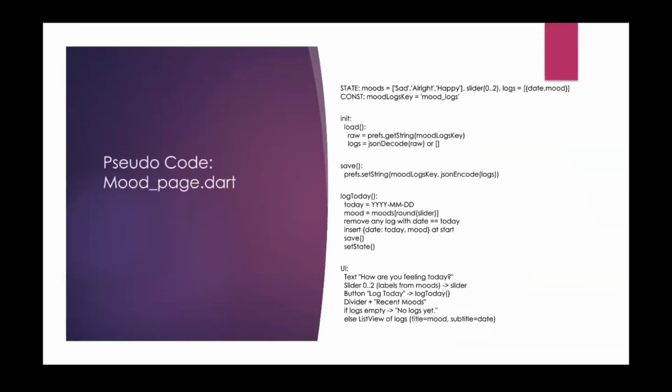So here's the pseudocode for that. Like I was saying, we declared the states. So the moods are sad, all right, happy. And then we had the slider have integer values of 0, 1, 2. So 0 being sad, 1 being all right, you get the point. And then we did a logging system where it takes the date and then the mood and puts it all down there and then saves it locally into our UI that we have made consistent throughout all the different pages.